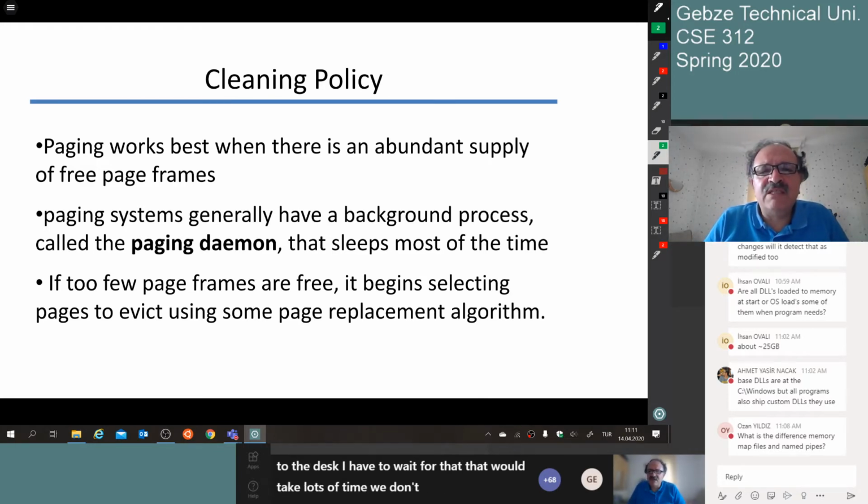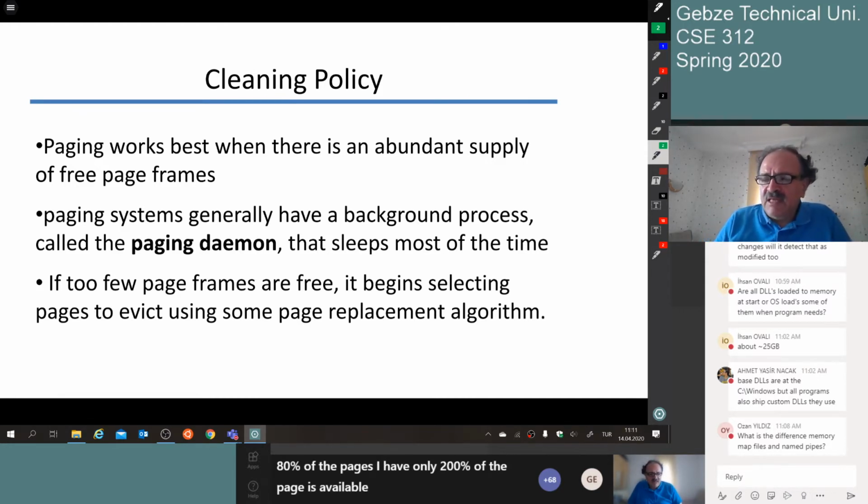Usually what we do is we keep maybe 20%, 30%, 40% of the pages available. As soon as a new process needs a page, I just use one of the available pages. So what happens if I have used more than 80% of the pages? I have only 20% of the pages available.